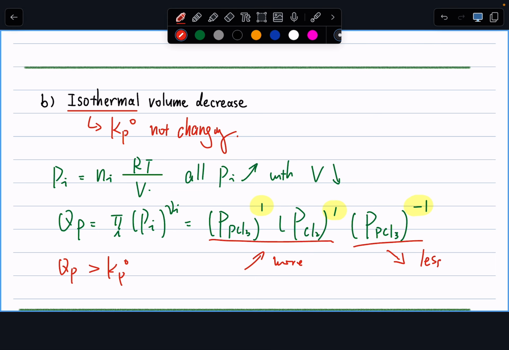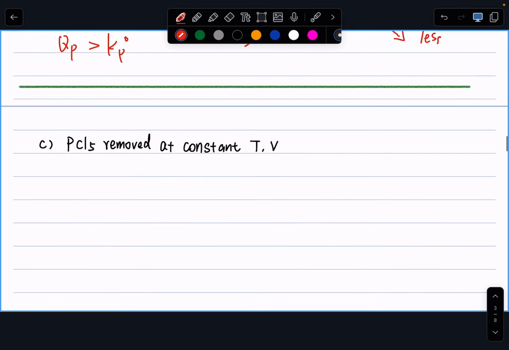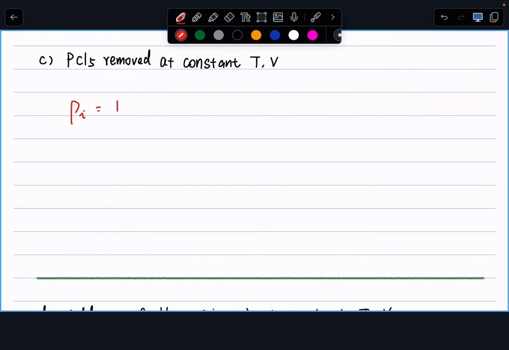All right, next up, we have some PCl5, which is my reactant, removed at constant temperature and volume. So again, at constant temperature my equilibrium constant is not changing, and we have Pi equals Ni RT over V. Right, so my PCl5 is removed, so the partial pressure of my PCl5 is decreasing since the number of moles of PCl5 is decreasing.